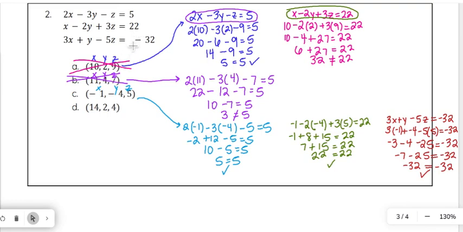So that tells us that C is the correct answer choice because it works for all three equations, which means technically you do not have to try D. If you wanted to, you could, and you would find that it does not work for all three of them.